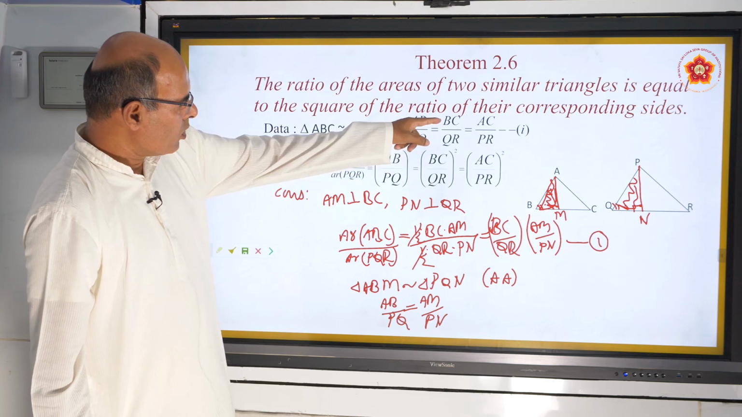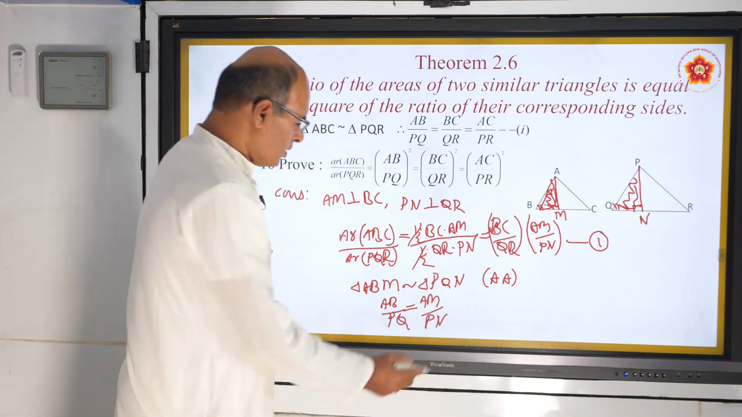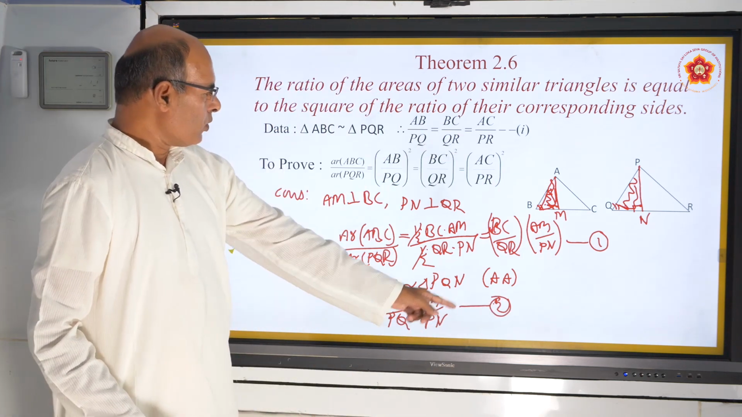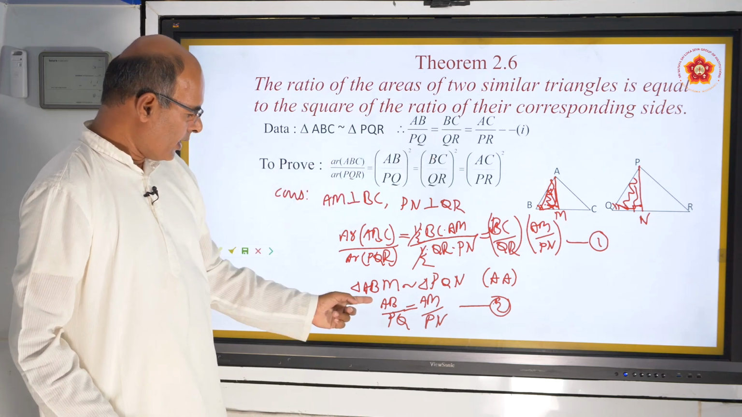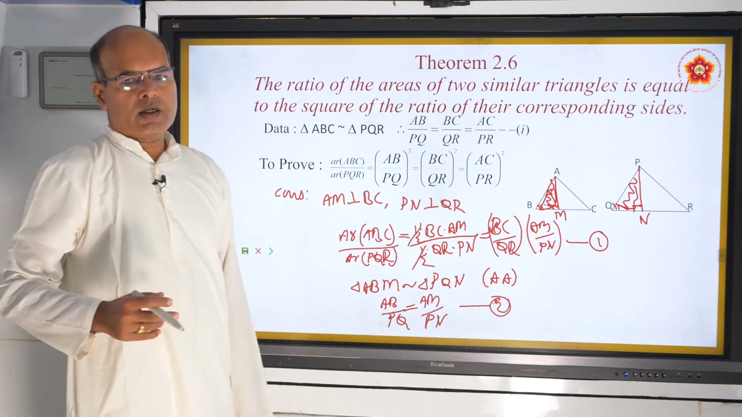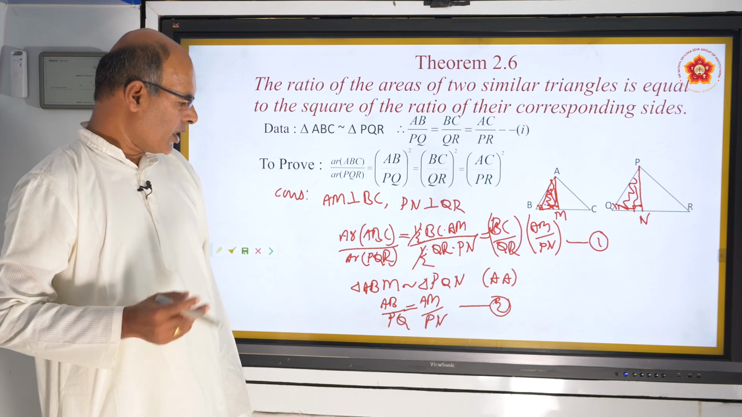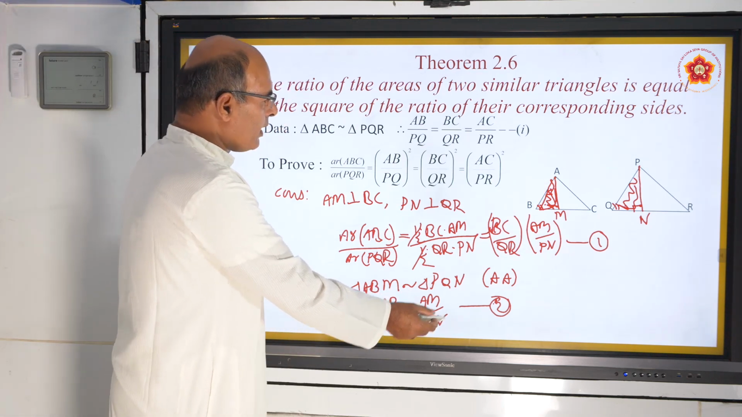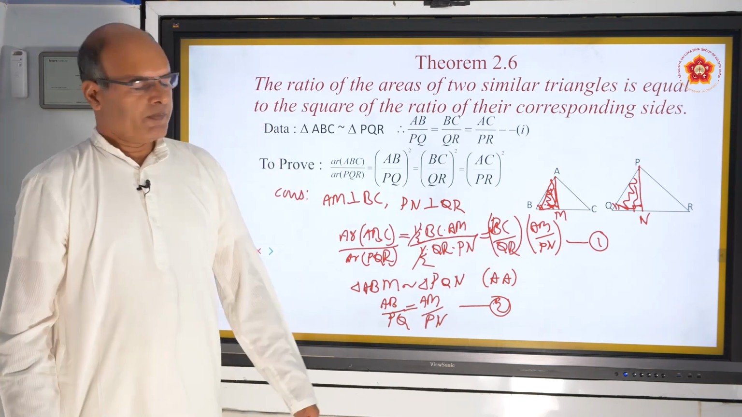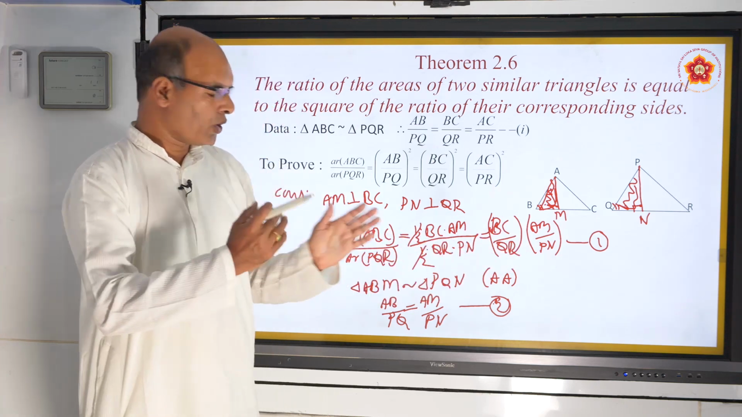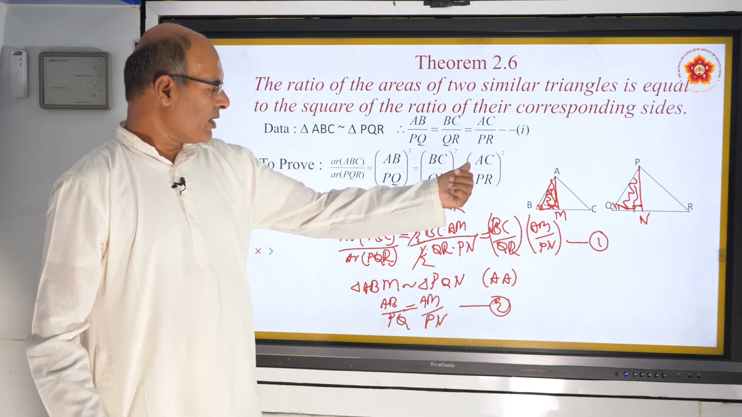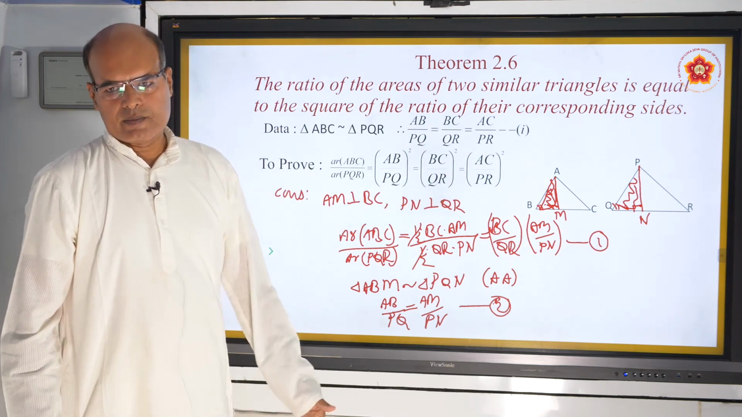Look here, AB by PQ is equal to BC by QR. If we take it as 2, observe 1 and 2: AB by PQ is equal to BC by QR, and here AB by PQ is equal to AM by PN. Therefore, comparing 1 and 2 using axiom 1, things which are equal to the same thing are equal, we can write AM by PN as BC by QR. So in the place of AM by PN, we can write BC by QR, that is BC square by QR square, or BC by QR whole square. As AB by PQ is equal to BC by QR is equal to AC by PR, we can write this result.